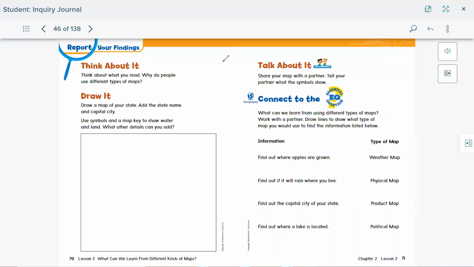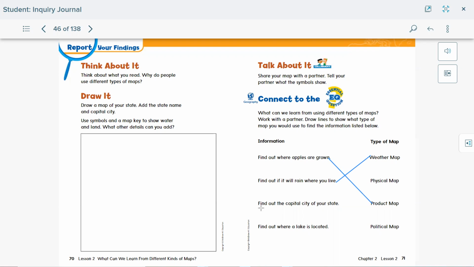All right. So let's see what we have here. Find out where apples are grown. So is it the weather map, physical map, or product map? I know a product map helps you find things that are made or grown. So that will be the product map. Very good. Let's go for the second information we have. Find out if it will rain where you live. So am I looking at the political map, physical map, or weather map to show me what the weather will look like? It's going to be, of course, the weather map. So that was easy.